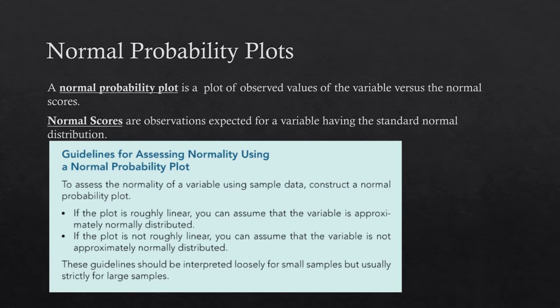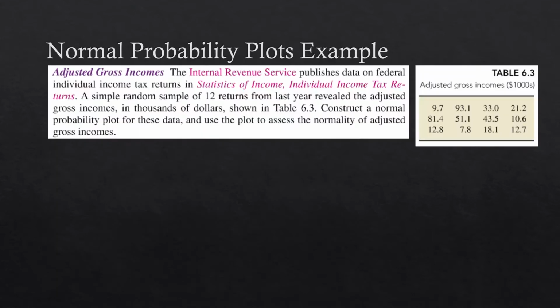So let's look at an example. The Internal Revenue Service publishes data on federal income tax returns and statistics of income. A simple random sample of 12 returns from last year revealed the adjusted gross incomes in thousands of dollars shown in Table 6.3. Construct a normal probability plot for these data and use the plot to assess the normality of adjusted gross incomes. Alright, so first things first.